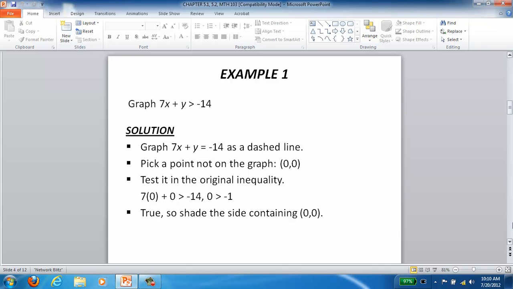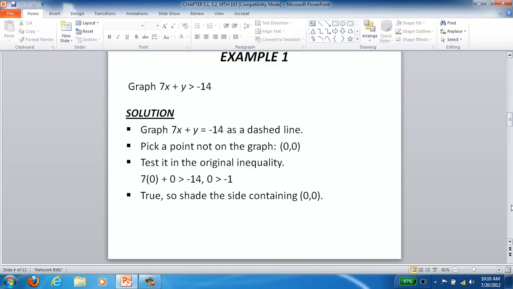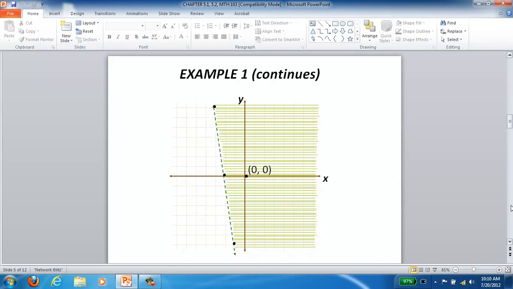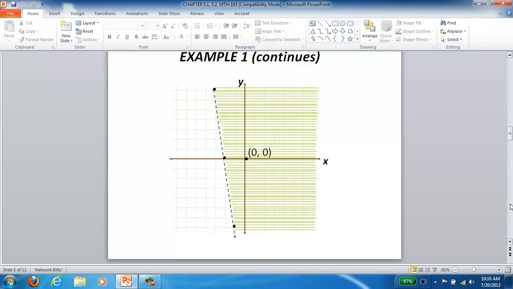Testing that into the original inequality produces the statement 0 strictly greater than negative 14. This is a true statement, so shade the side containing the point 0, 0. Look at the graph. See that the side containing the test point 0, 0 is shaded. Also note the dashed line forming the border region.